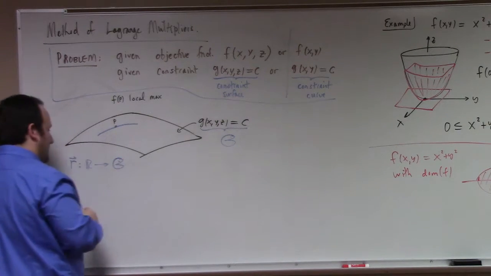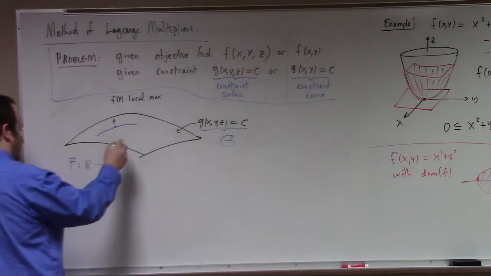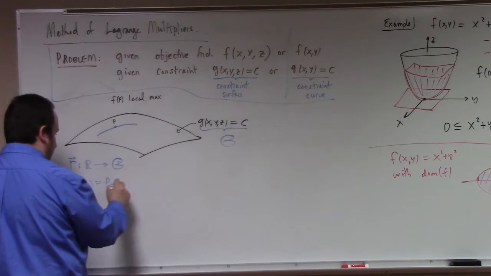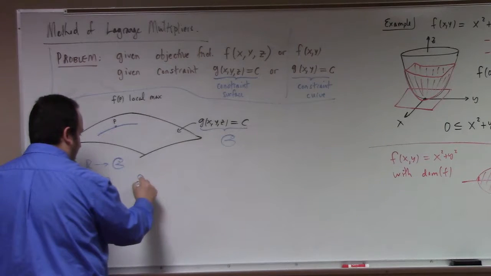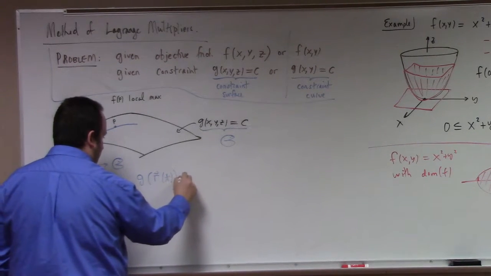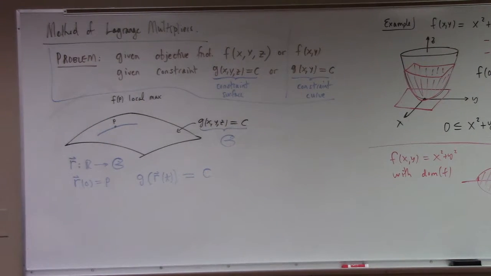All right. So suppose you've got a path onto the Pac-Man surface. And we can suppose that R of 0 is equal to P without loss of generality. So we have the following. We have that g of R of t is equal to that constant c, whatever it is. That's what it means for that path to be on the constraint surface.